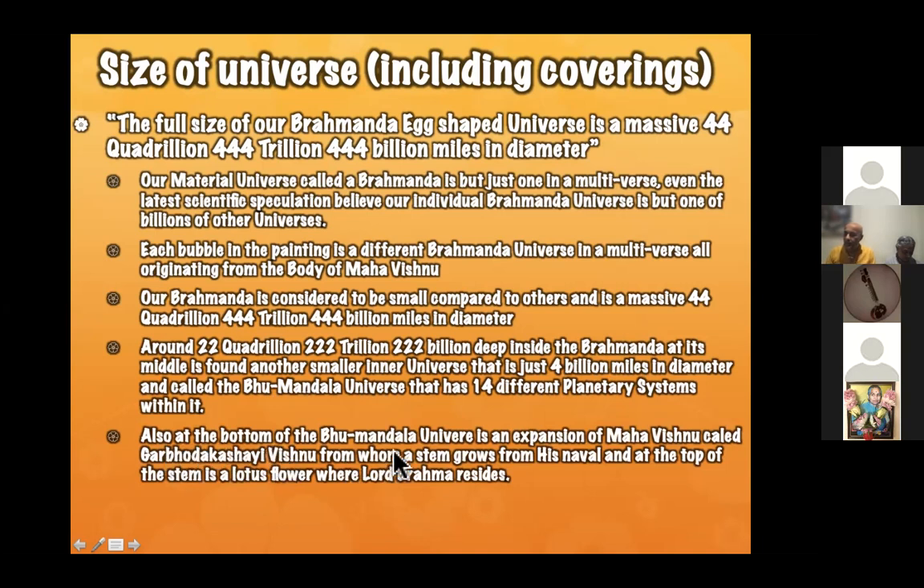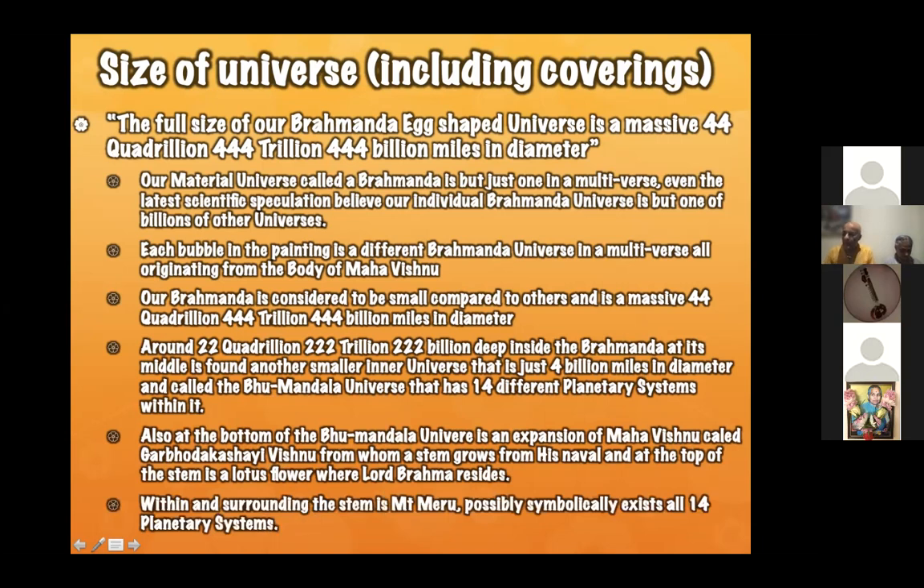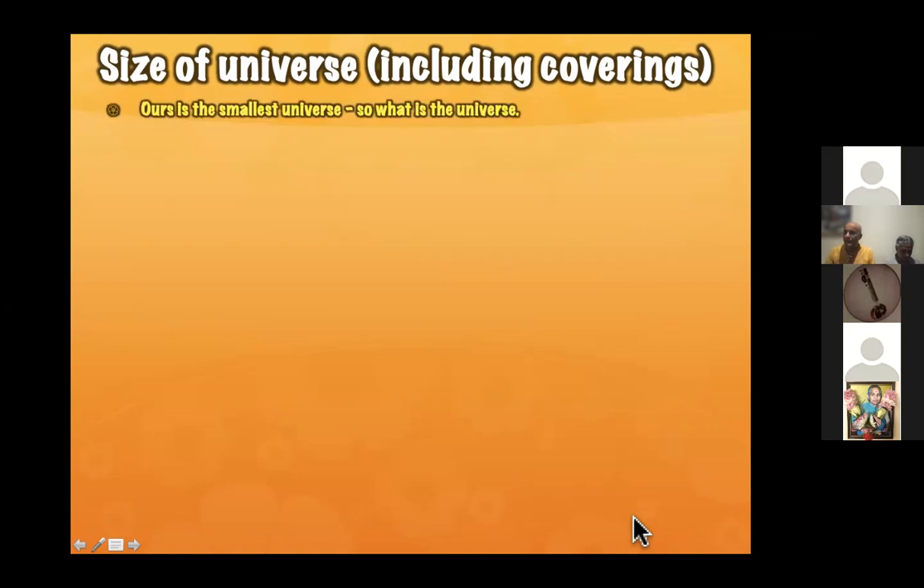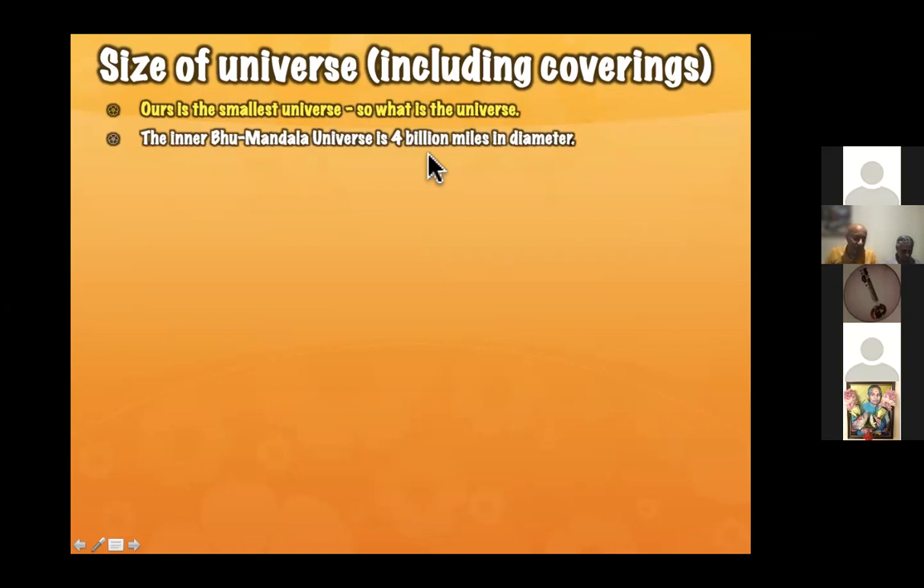Also at the bottom of the Brahmanda universe is the expansion of Mahavishnu, called Garbhodakshayi Vishnu, from whom a stem grows from his navel. And at the top of that stem is a lotus flower where Lord Brahma resides. Within and surrounding the stem is Mount Meru, possibly symbolically existing in all 14 planetary systems. So ours is the smallest universe. So what is the size of this universe? The inner Brahmanda universe is 4 billion miles in diameter.